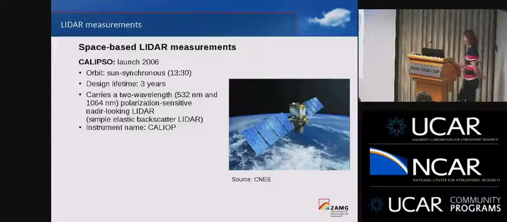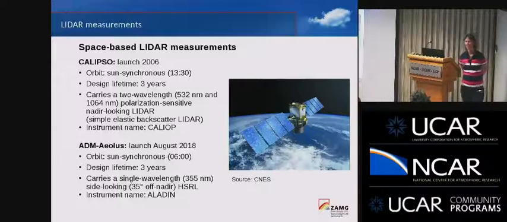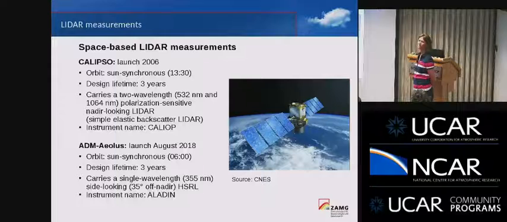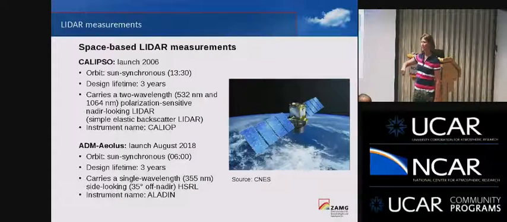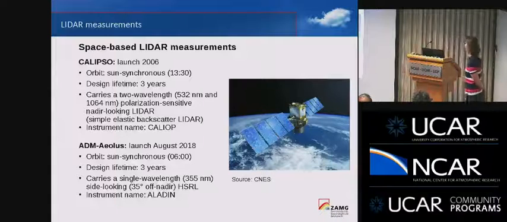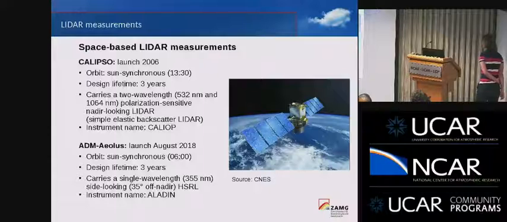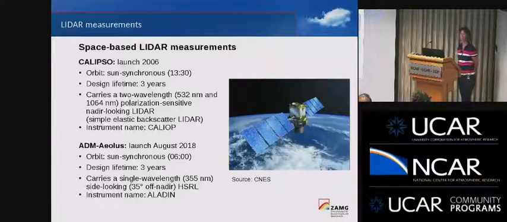But just very recently, in August this year, the satellite ADM Aeolus has been launched. This is a European satellite, also in a sun-synchronous orbit, also designed lifetime, so it's exactly the same, 3 years. And it carries a single-wavelength LiDAR, which performs measurement at 355 nanometers. Another difference beside the wavelength between the two is that Calypso has a nadir-looking LiDAR instrument, and ADM Aeolus, the instrument ALADIN, is side-looking with 35 degrees off nadir. So if we model or would like to model this LiDAR, we have to account for the measurement geometry.